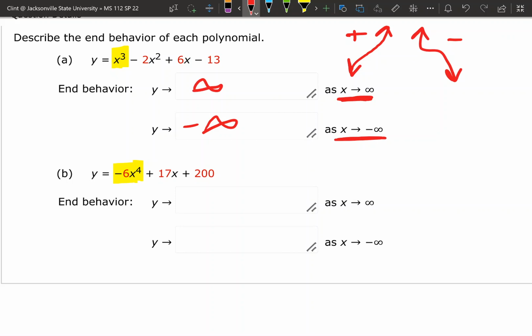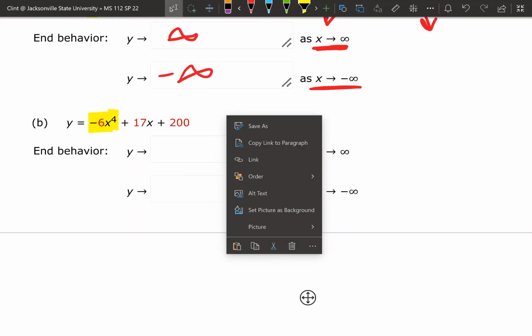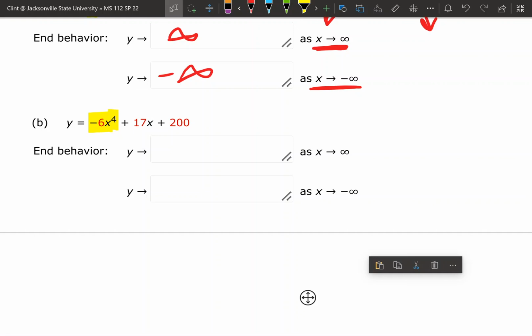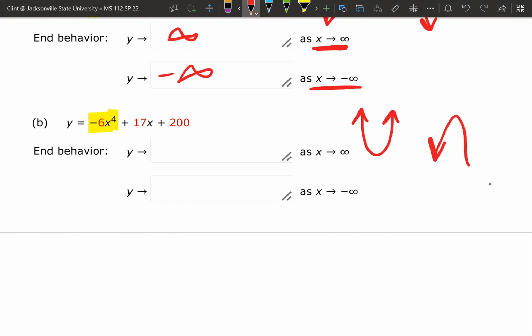On part B, we have an even power, x to the 4th. So with an even exponent, either both ends are going up, or both ends are going down. Okay. And both ends go up if we have a positive coefficient, that's like a smiley face. Or both ends go down if we have a negative leading coefficient, that's like a frowny face. So on this one, since we have a -6 as our coefficient, both ends will be going down.